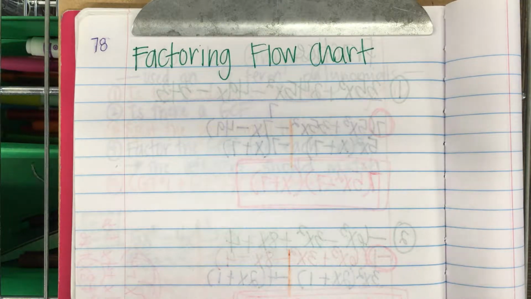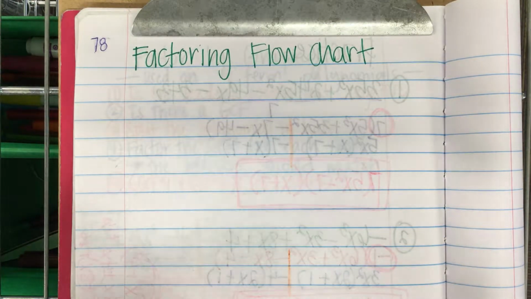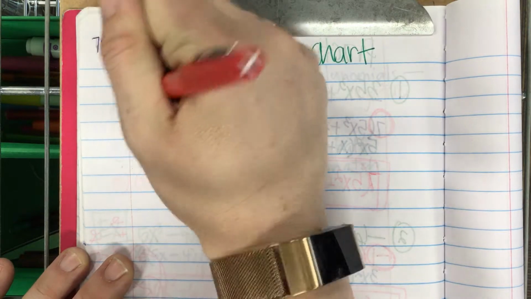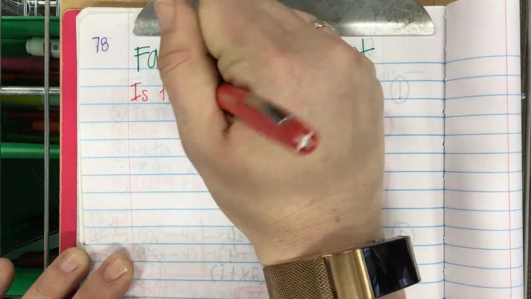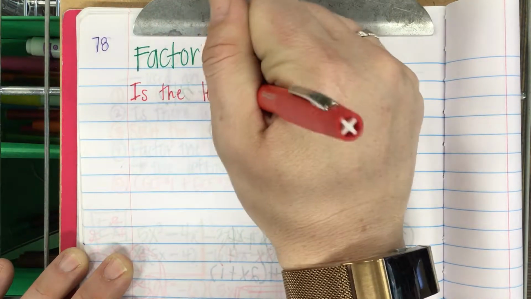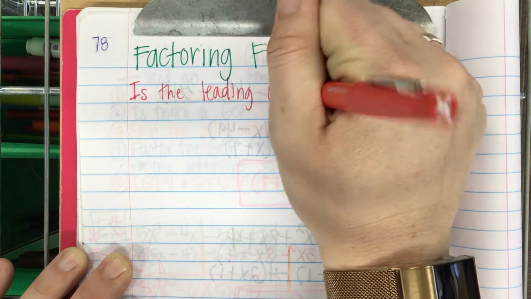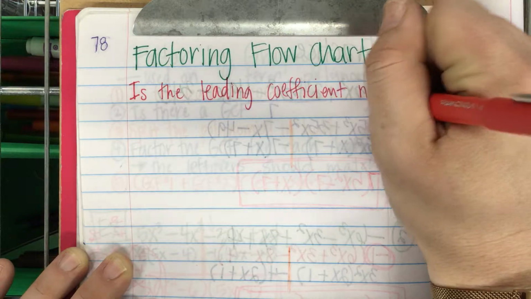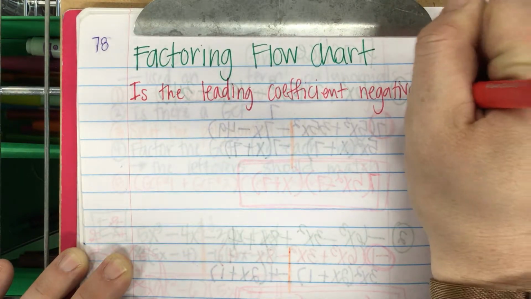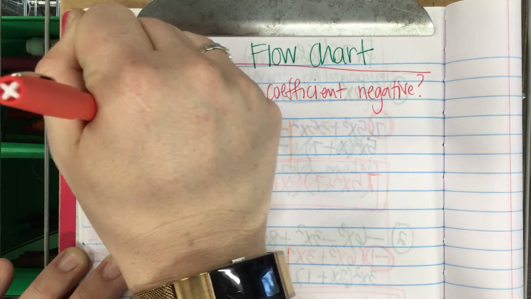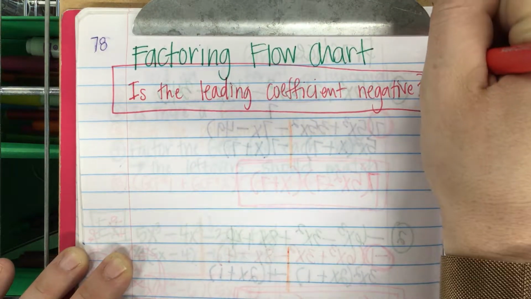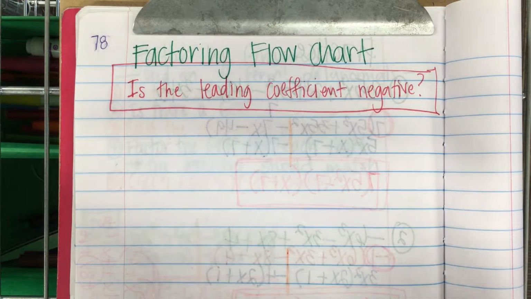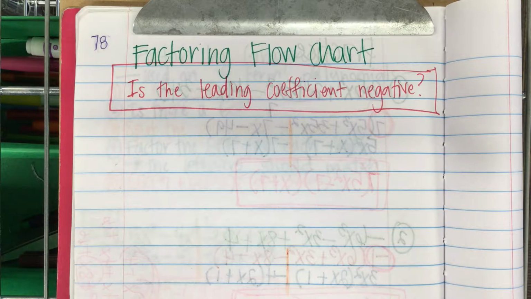The first question whenever you're factoring, no matter what, is: is the leading coefficient negative? Is the leading coefficient negative? Ladies and gentlemen, we tend to forget about this, and it's the first thing we should look for.